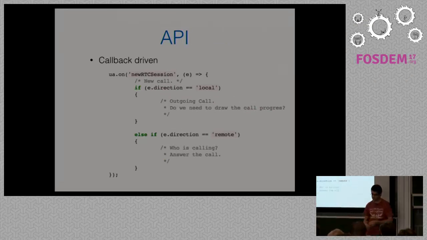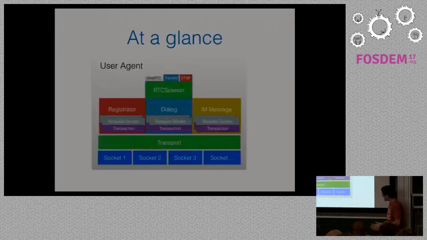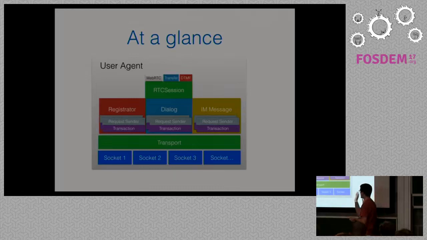So, at a glance, this is the JsSIP architecture. I think it represents the core quite well. We've got everything standing over the user agent, which holds a transport that holds many sockets. Also dialogs, on top of which RTC sessions are created. You can also do IM messages. We have a registrator attached to the user agent, so the user agent can register and unregister, and this is basically it.